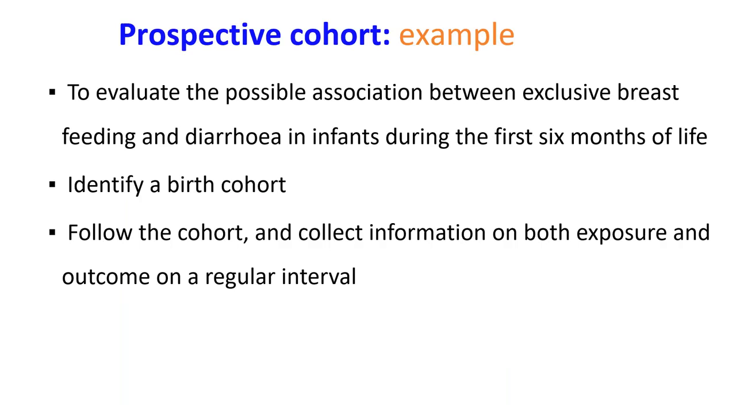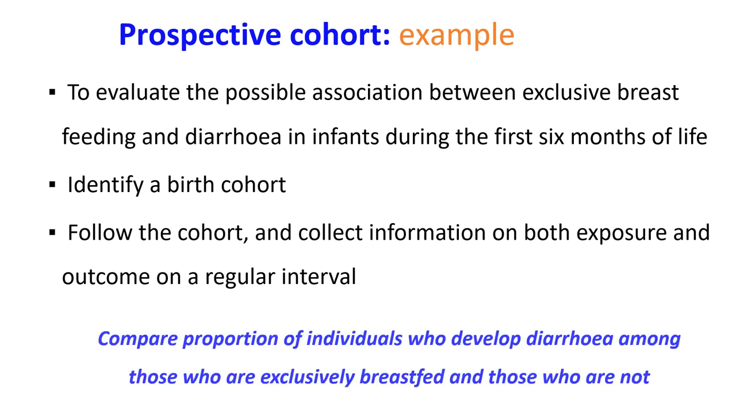Examples of a prospective cohort study design. We want to evaluate the possible association between exclusive breastfeeding and diarrhea in infants during the first 6 months of life. We identify a birth cohort, a group of children who are just born. Follow them into the future and collect information on both exposure and outcome at regular intervals. And then we compare the proportion of individuals who develop diarrhea among those who are exclusively breastfed and those who are not.